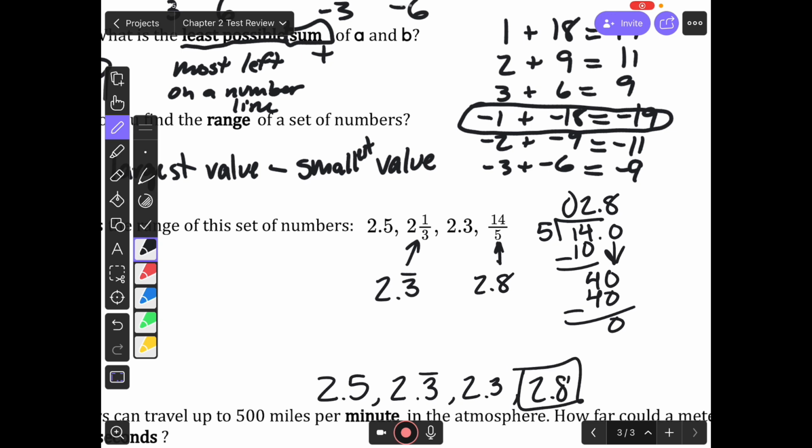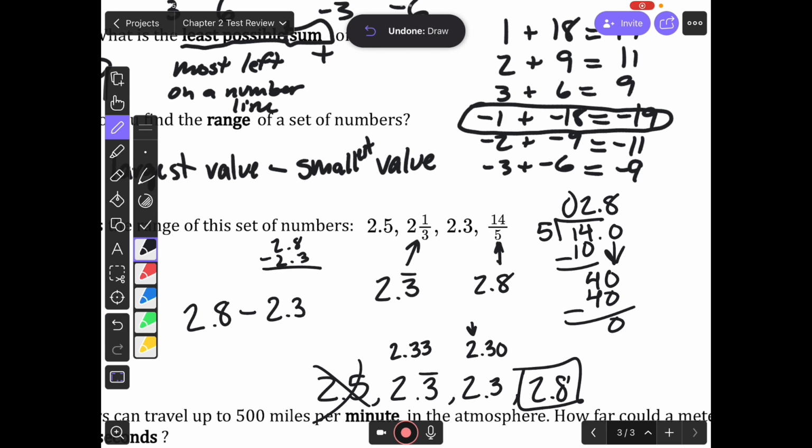Clearly 2.8 is the biggest of all of them. I know that 2.5 is not the smallest, it's bigger than 2.3. Between these two, we need to kind of look at the hundredths place. The next number in 2.3 repeating would be a 3. Here it would be a 0. If I'm looking for the least or the smallest value, this one is smaller than 2.3 repeating. So I subtract it. This subtracted, make sure you keep your decimals in line, which would be a 3. 0.5 is my answer.